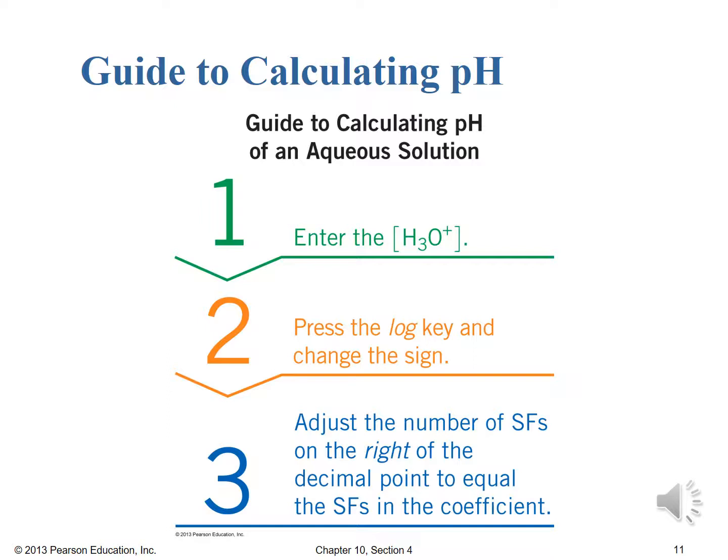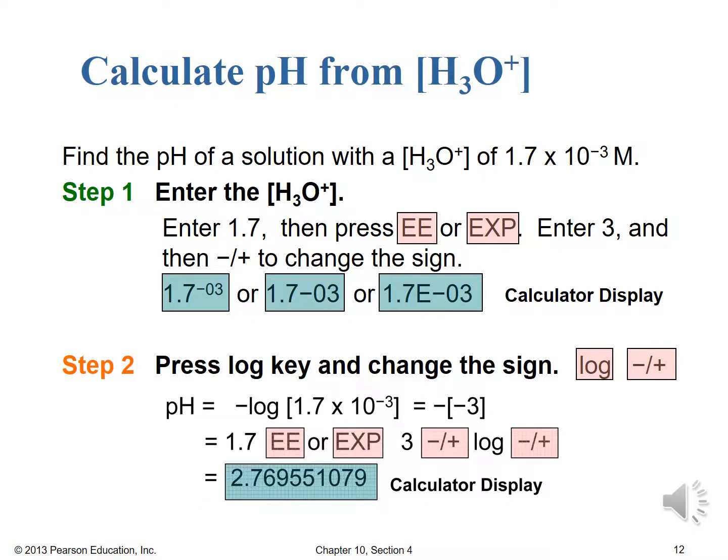Finally, now that we know the sig fig rule, we adjust the number of sig figs on the right of the decimal point to equal the sig figs in the coefficient. So if we had 2 sig figs in the coefficient, we'll have 2 decimal places in our pH value. 3 sig figs in the coefficient, 3 decimal places in our pH, and so on and so forth. Okay, so let's work one together, and then of course you know what'll come after that.